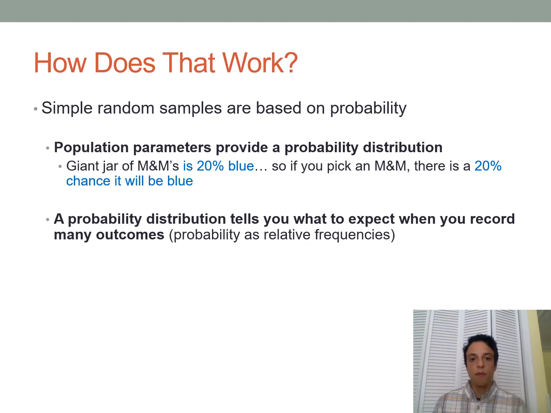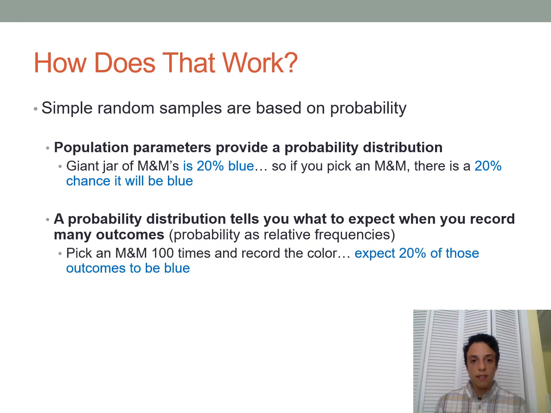A probability distribution also tells you what to expect when you repeat some process that generates an outcome many, many times and record many, many outcomes. So this was one of our definitions of probability, which said that if you flip a coin 100 times, you'd expect 50 of those outcomes to be heads. So 50 out of 100 should be heads because you've got a 50% chance of getting heads.